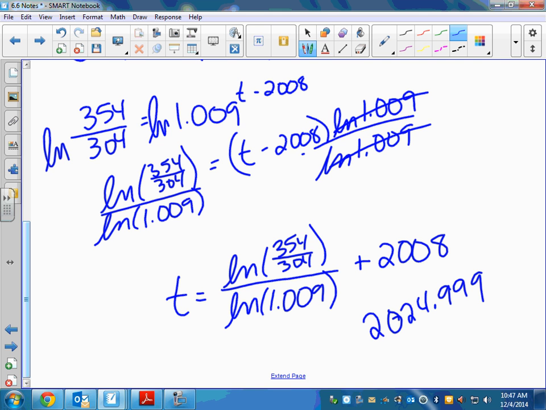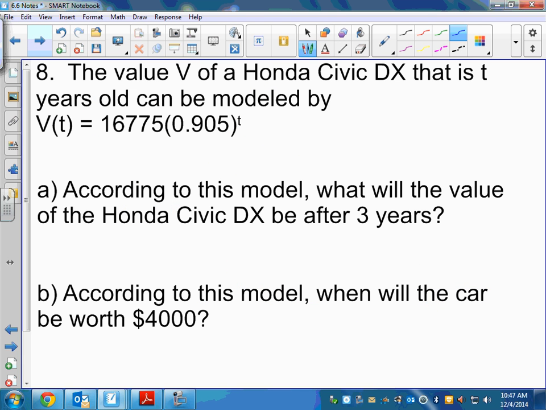Questions about that? Look at the last one here. There's one on your homework just like this. The value V of a Honda Civic DX that is T years old can be modeled by this equation. 16,775 times 0.905^T. Again, I think it's important to see the two types of questions they can ask. Part A says, according to this model, what will the value of the Honda Civic be after 3 years?